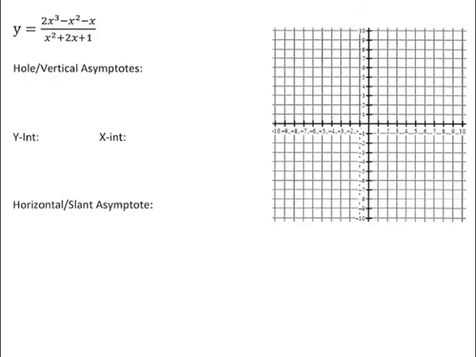Alright, so let's try to graph a rational equation from the very beginning, trying to find all that important information and then graphing it. So here is our rational equation. First thing we want to do is find any holes or vertical asymptotes. In other words, that's finding our domain.